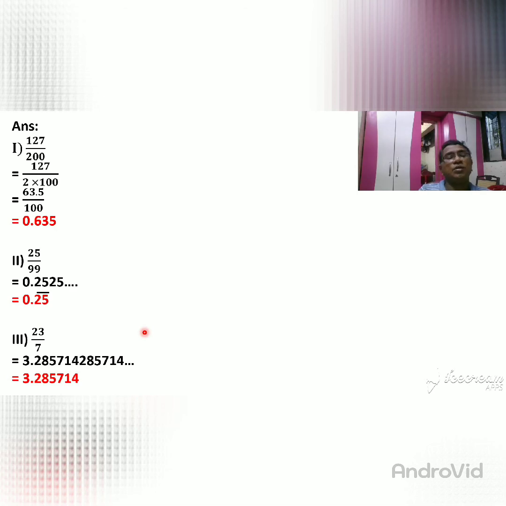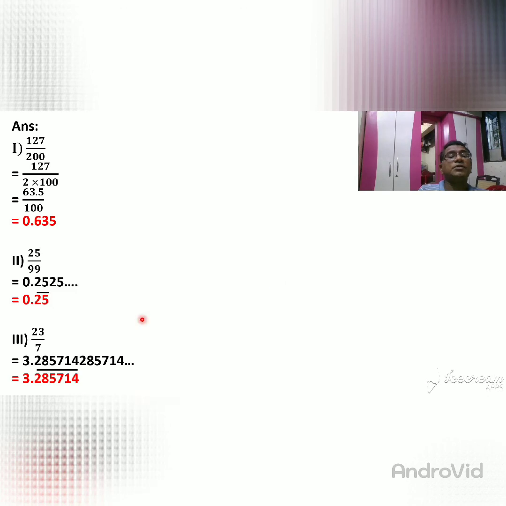Then we are going to solve. This is the answer written. On this answer you can draw the bar, because this group is coming again and again, so it is a non-terminating recurring form. I think there the bar is shown here. See, on 25 they are also showing a bar, because 25 is coming again and again. Afterwards 2 8 5 7 1 4 is coming again and again, so there is a bar, that means it is a non-terminating recurring form.